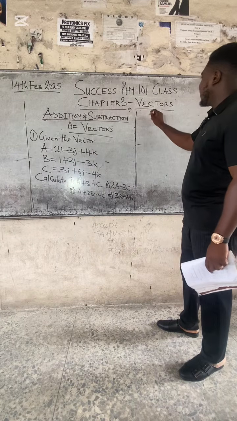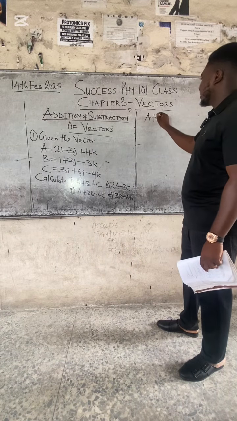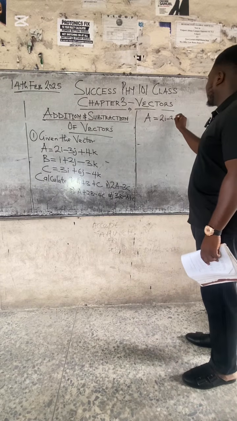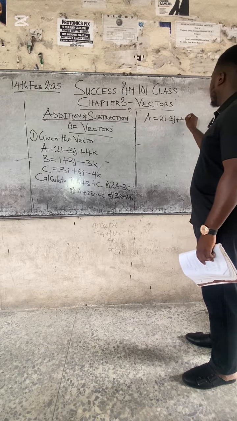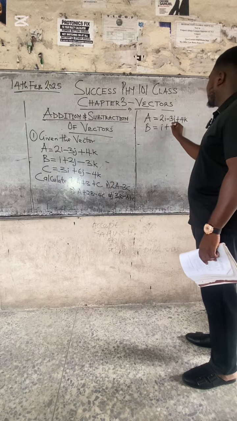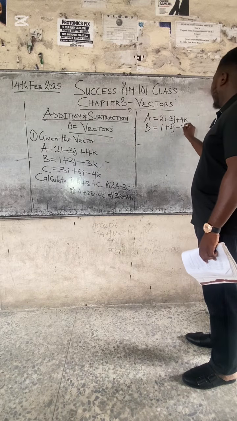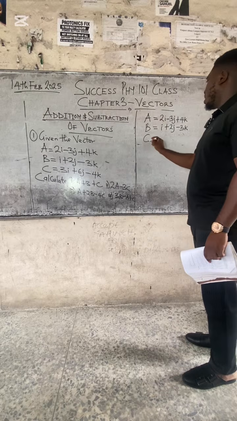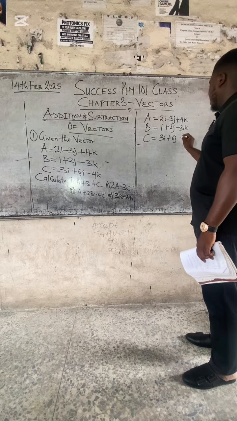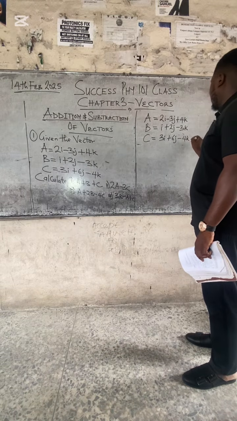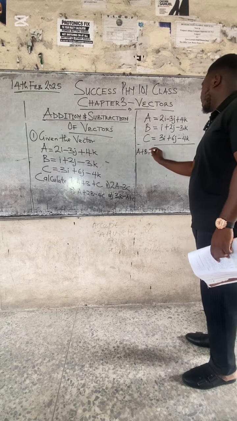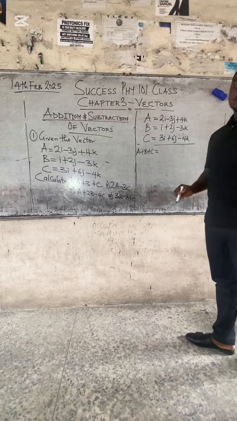Class, the first question says A plus B plus C. Our A is 2i minus 3j plus 4k. Our B is i plus 2j minus 3k. Our C is 3i plus 6j minus 4k. And they say find A plus B plus C.